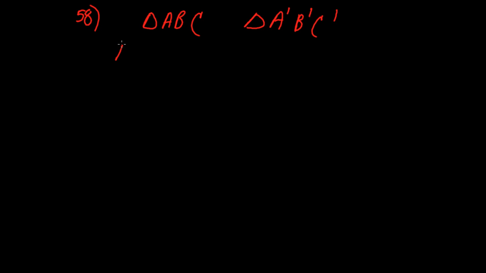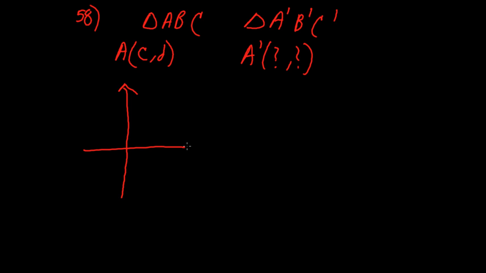So in this triangle, the point A had the coordinates C and D. And then after we flipped it across the x-axis, the point A prime had some other coordinates. It wants to know what are these two coordinates, question mark, question mark. Okay, so we know that we have the triangle somewhere anywhere in this coordinate plane. It doesn't matter where we pick. Say we pick right here, and say this is point A. Then this is point CD.